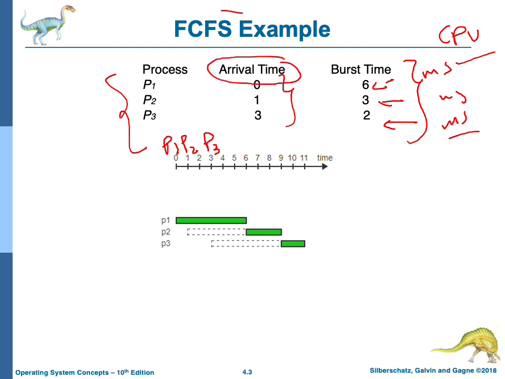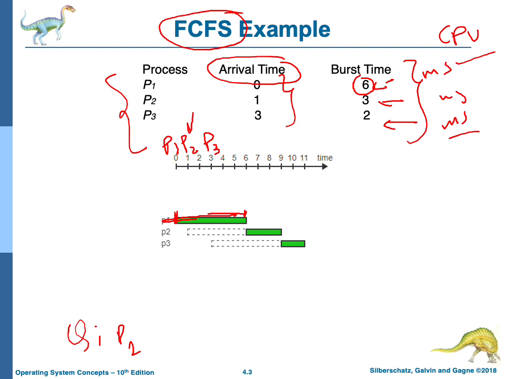Assuming the scheduler is executing first come, first serve, obviously the first one in the queue, right? So this is our queue. At time 0, we have process P1. So process P1 will start running at time 0, right? And process P1 requests 6 units of time, or 6 milliseconds. So P1 will run from time 0 all the way to 6, for a complete 6 units of time.